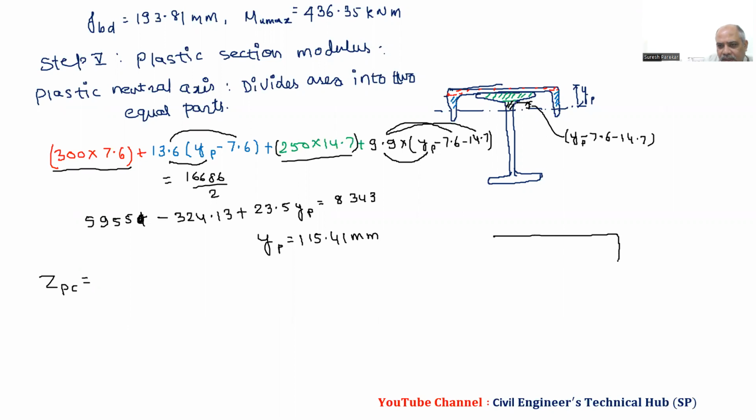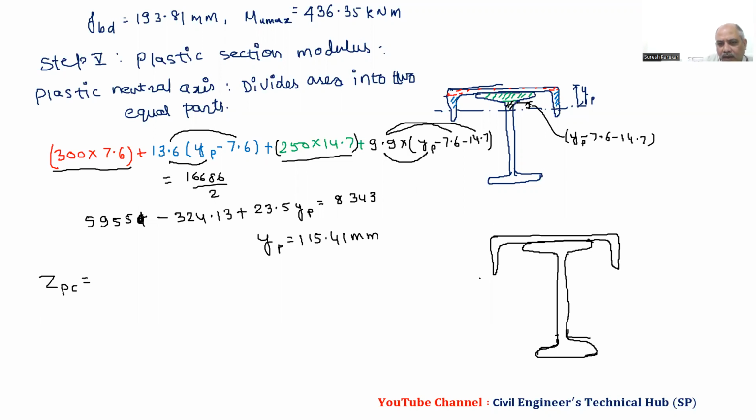Then we will find ZP, you can write compression or you can write top. For this, again I will draw a separate diagram, because this is most important if we talk about a gantry girder. These calculations play a very important role, and if your calculation goes wrong, then everything will be wrong over here.